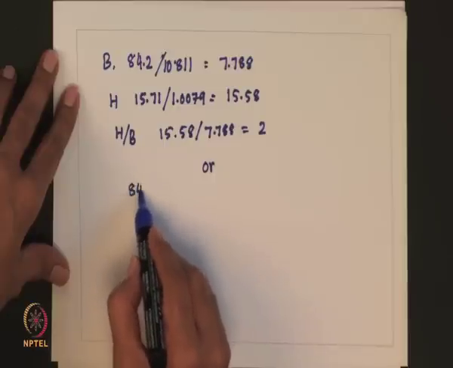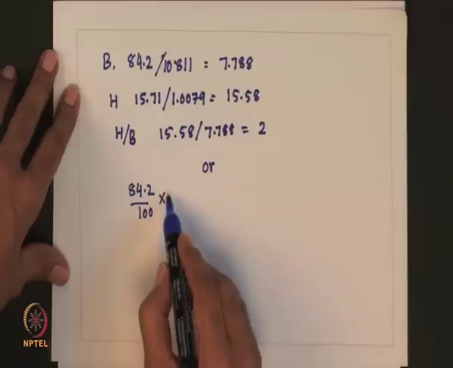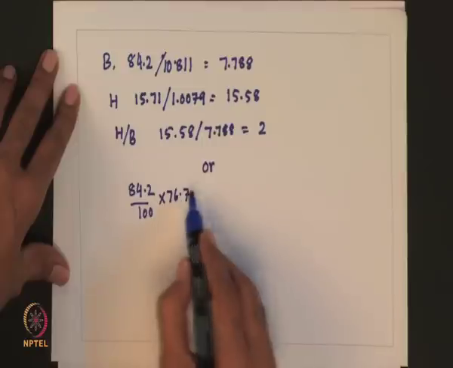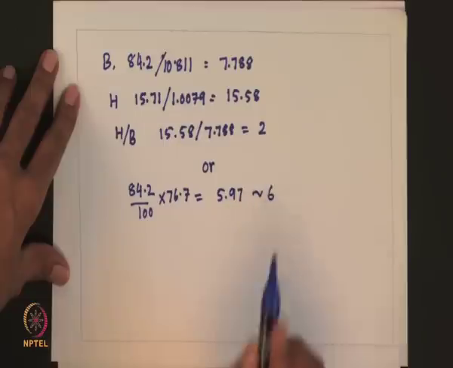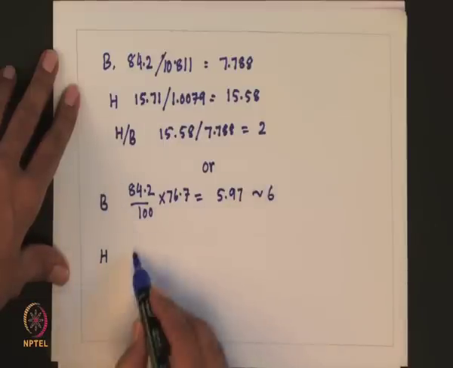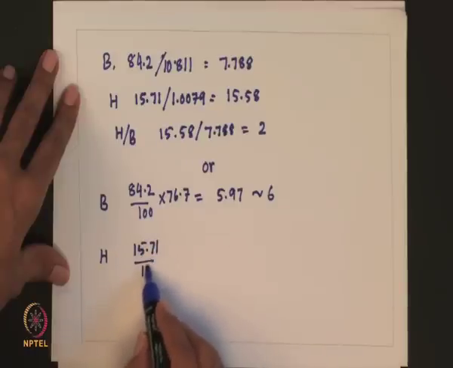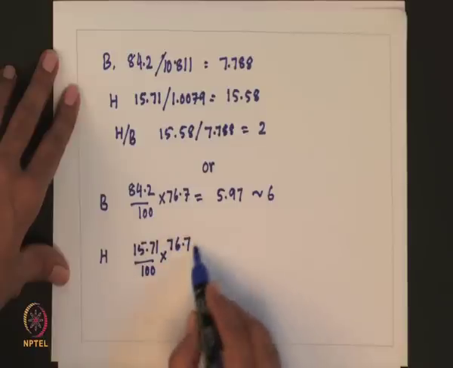So, 84.2%. What is its molecular weight? 76.7. So this gives 5.97, which you can consider approximately as 6. This is for boron, and similarly for hydrogen, this is 15.71 divided by 100, that is the percentage, into 76.7, the molecular weight of the compound.